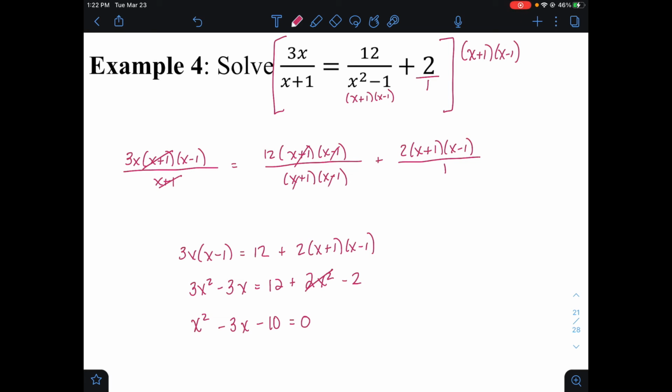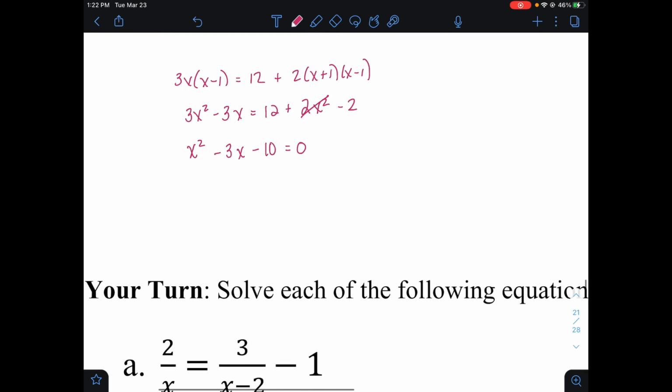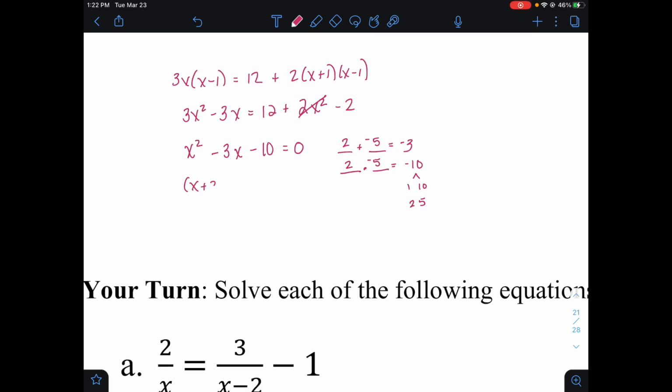So now I see this is quadratic. You could use completing the square or the quadratic formula. I'm just going to factor. So -3, -10. So factors are 1 and 10 and 2 and 5. So I do have 2 and 5 as my options. So it's going to be a -5 and a +2. So x plus 2 times x minus 5 equals 0. So x is going to equal -2 and +5.